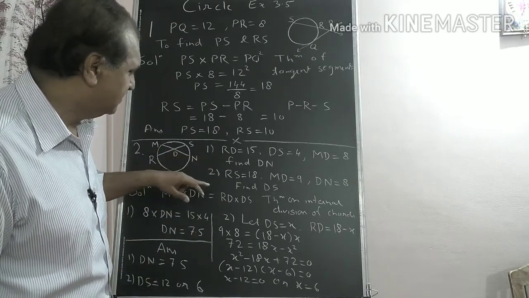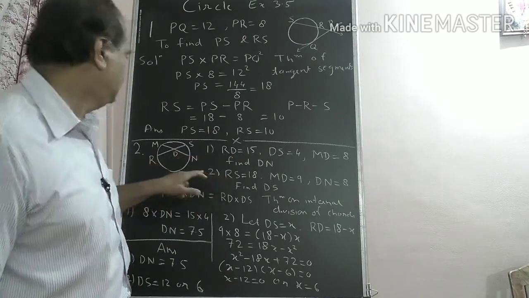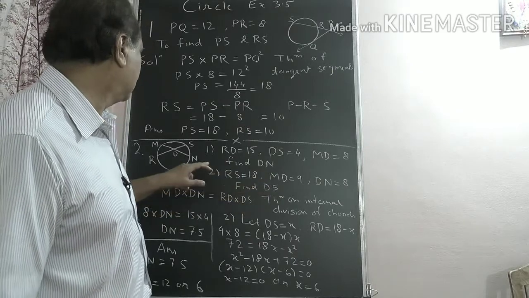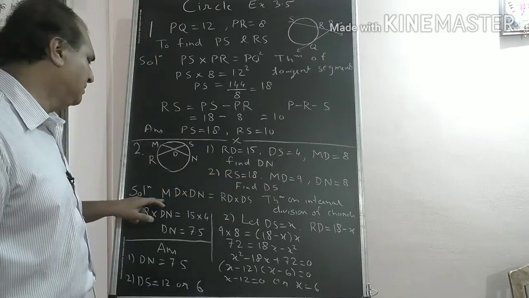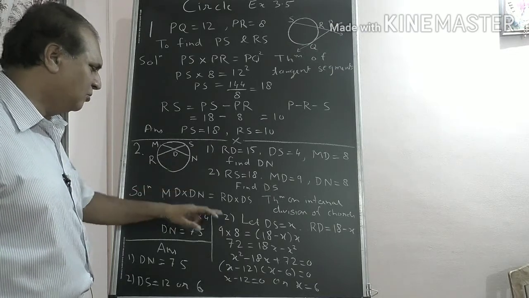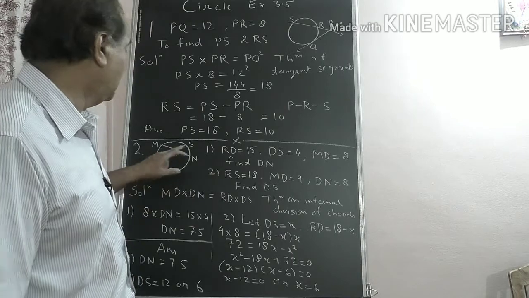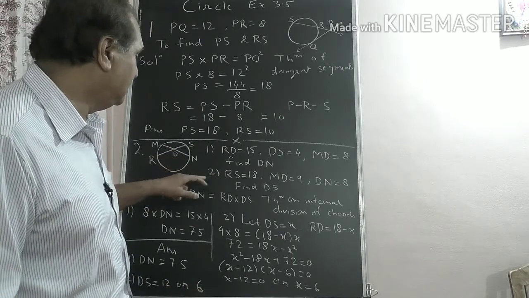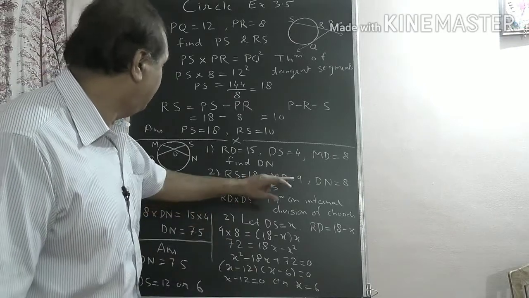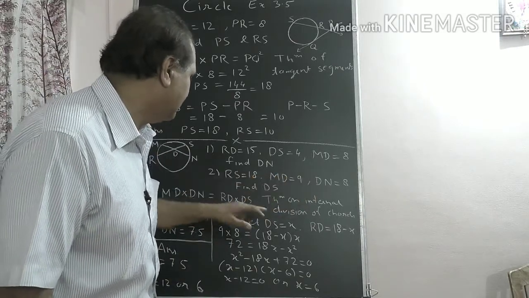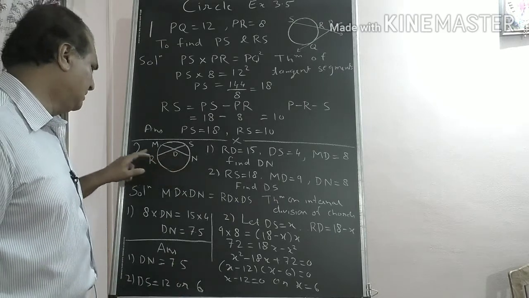In the first sum, RD is given as 15, DS is given as 4, MD is given as 8, to find DN. So the first is very simple. The formula is the same for both the sums. In the second, RS is given as 18, full RS is given. Without D, the term you don't need. Later on you can add or subtract. MD is given, so this is required. DN is 8. You have to find DS. So the first part is simple.